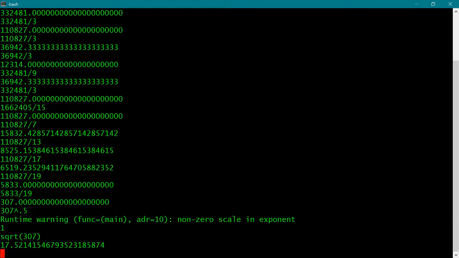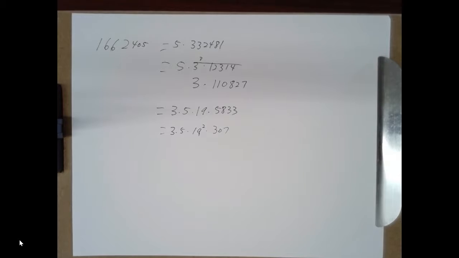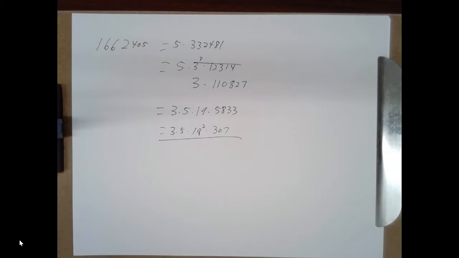Thought you could take square roots. Oh yeah, you can. Okay, we're already above the square root. Yeah, so there's your prime factorization. And yeah, purely trial and error.